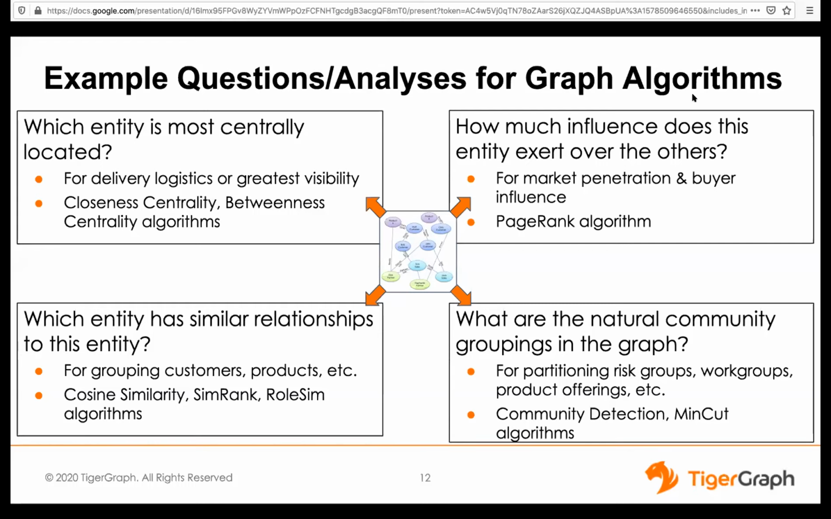I'm starting off with an abstract statement: which entity is most centrally located? And for any of these, it's a question of remembering what your graph represents. Does it represent delivery locations within your network, within your service area? Does it represent target persons, target organizations that you're trying to sell to?